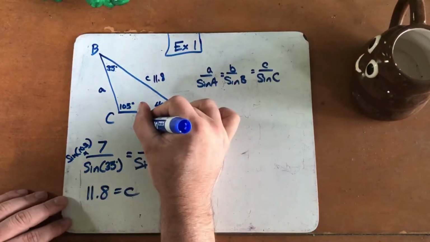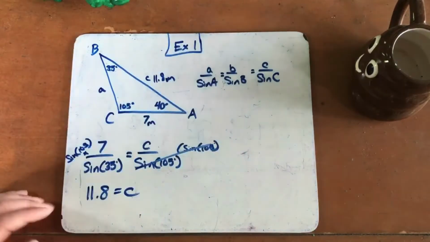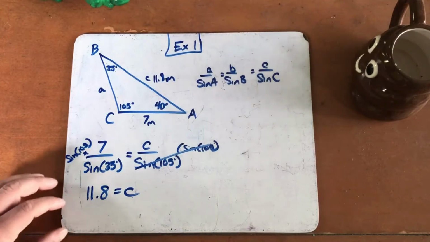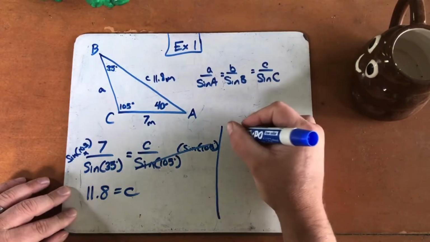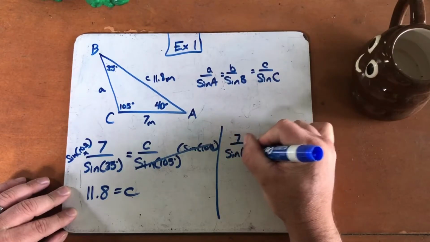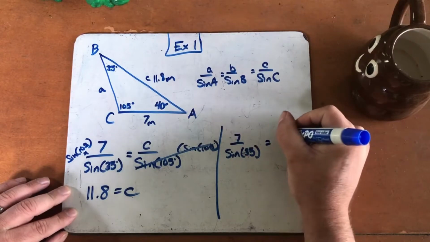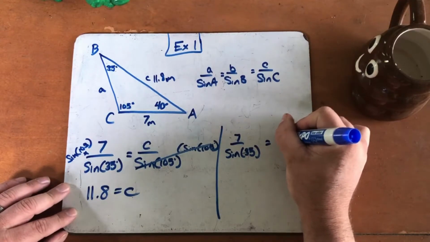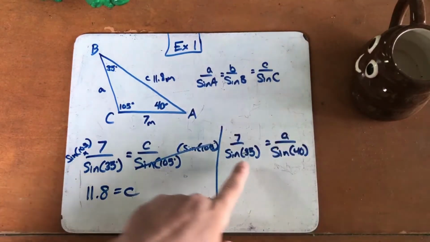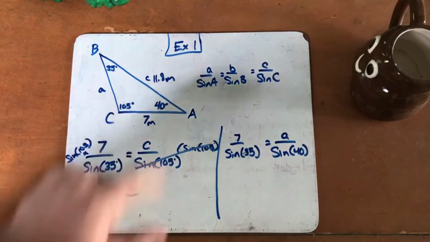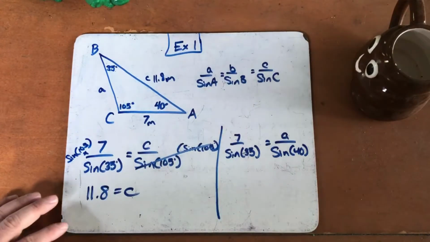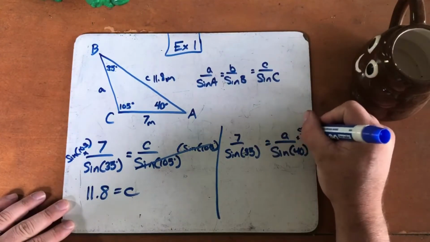If this was meters, then when I find A in just a second, that is also going to be in meters. I'm going to do the same thing for A, and it's going to look almost identical: 7 over the sine of 35 equals little a, which I don't know, over the sine of 40. Notice this setup looks the same as the last one. All I need to do to find side A is to multiply both sides by the sine of 40.